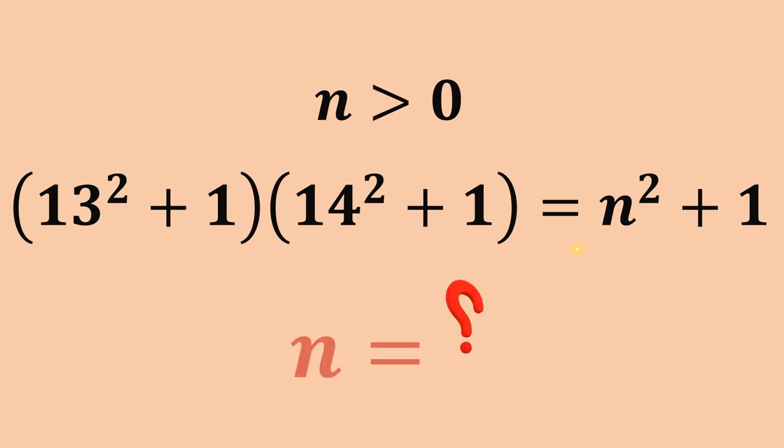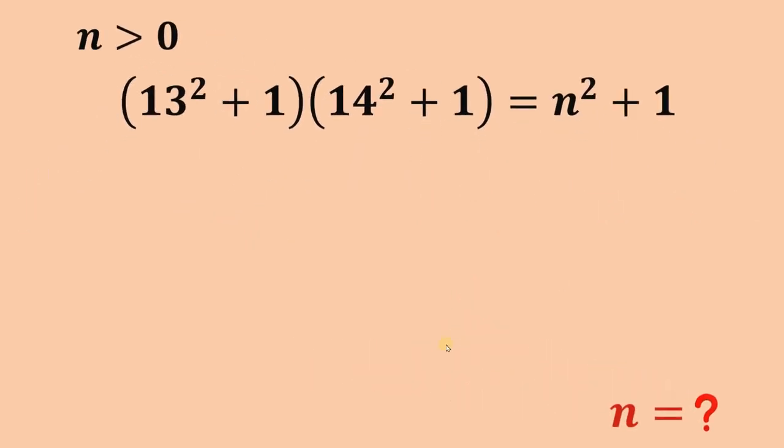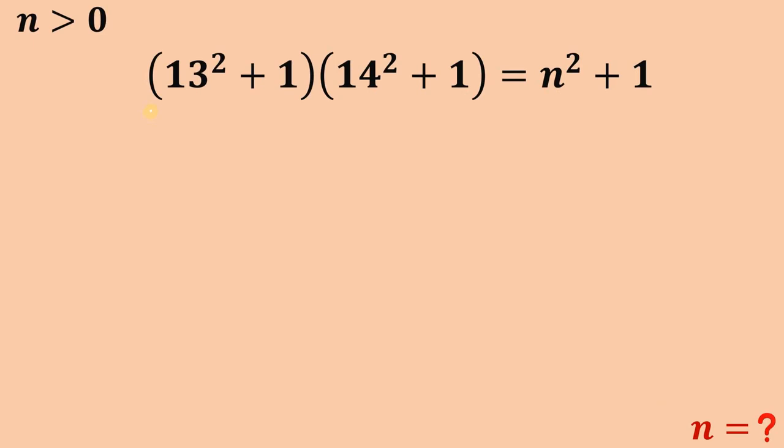Now, let's see if your answer is correct. So, we have (13 raised to the power of 2 plus 1) multiplied by (14 raised to the power of 2 plus 1) equals n squared plus 1. Then, our goal is to solve for the value of n.